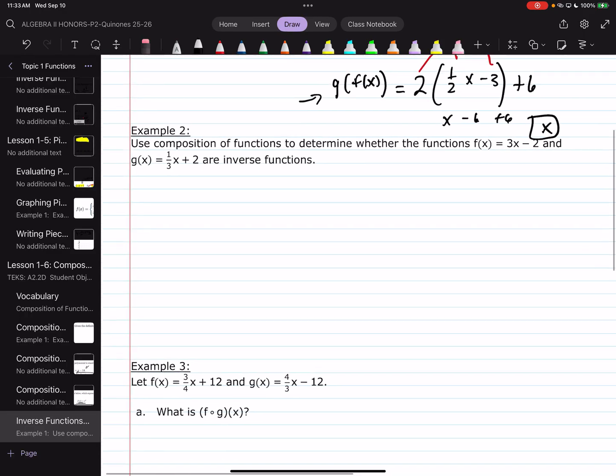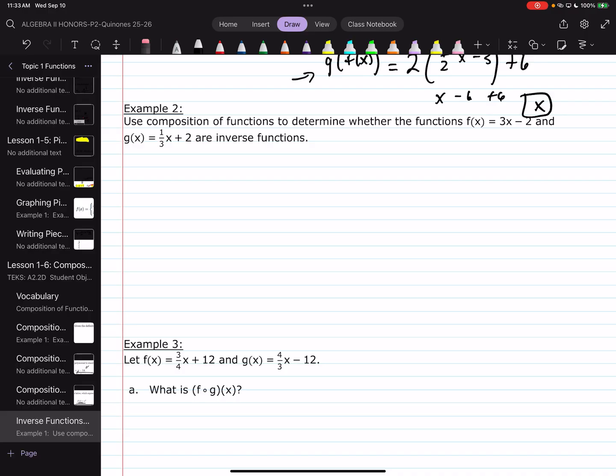Good. Okay, last example for the day. Example number 2. Are these inverses of each other, yes or no? I'm going to give you 2 minutes for this one. Go.